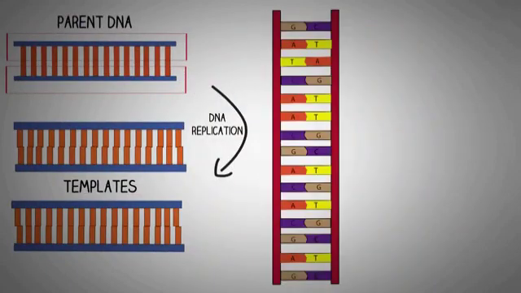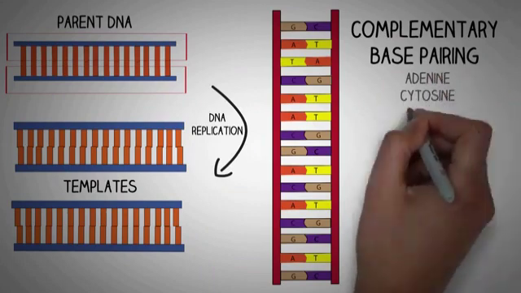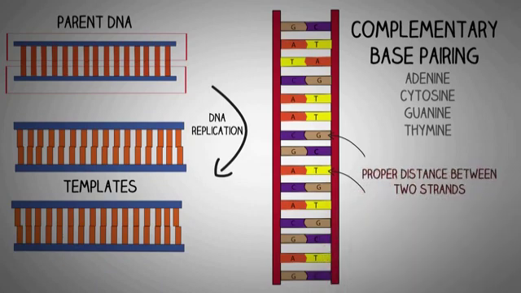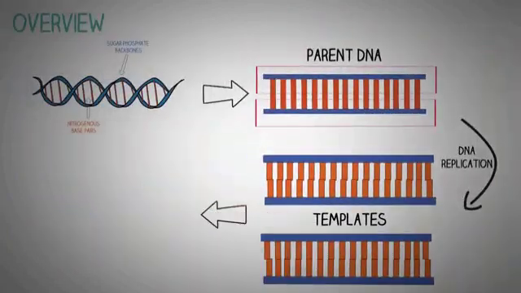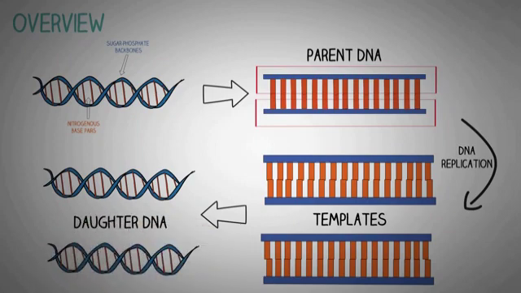Now this process is made possible by the concept of complementary base pairing. We discussed complementary base pairing in detail in the previous videos, and in a nutshell, the DNA consists of 4 nucleobases: adenine, cytosine, guanine and thymine. In the structure of the DNA, the base adenine always pairs with thymine and guanine always pairs with cytosine. This is called Chargaff's rule of DNA complementary base pairing. This maintains a proper distance between the two strands and also a stable structure of the DNA helix. When the parent DNA is split, each strand acts as a template for the formation of a new strand. This leads to the formation of two completely new sets of DNA which are called the daughter DNA.